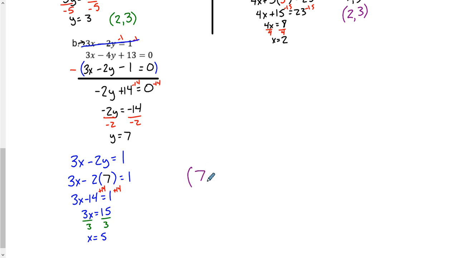If you write it like this, you are wrong. All coordinates go x comma y. You do not go y comma x. You do not put it in order of the way that you solved it. All coordinates, all of our solutions, go x comma y.